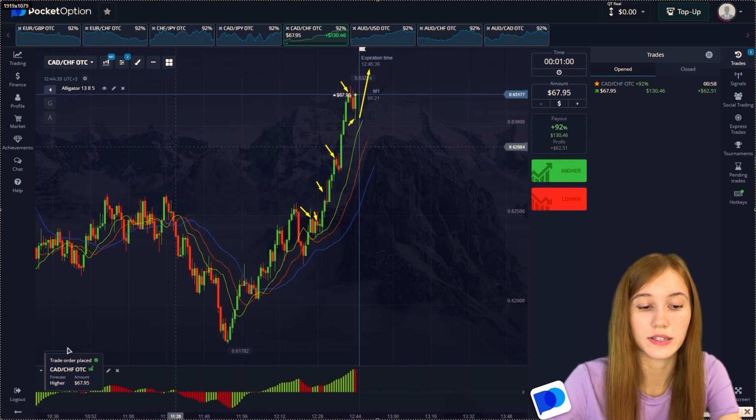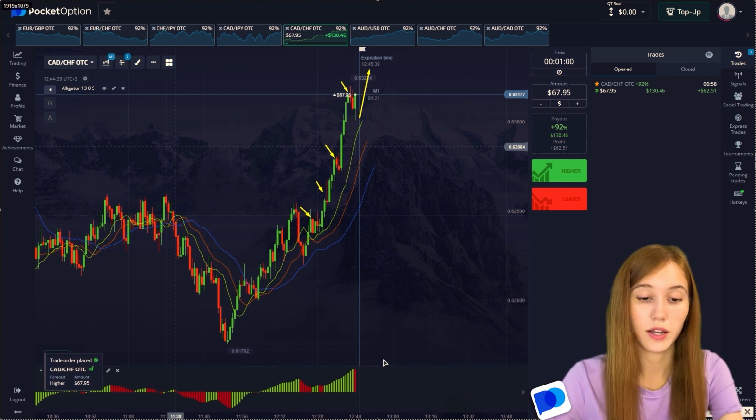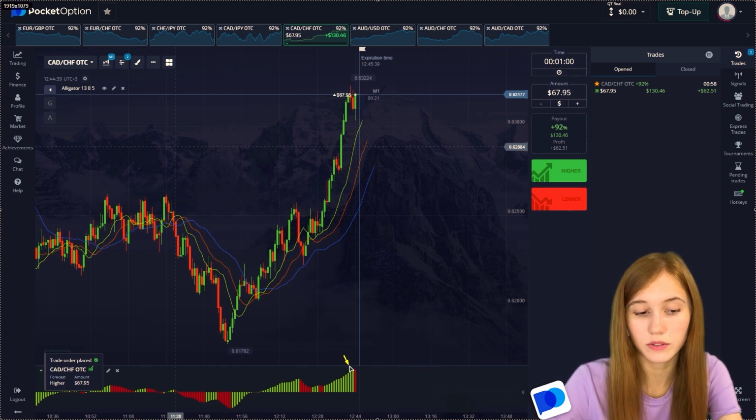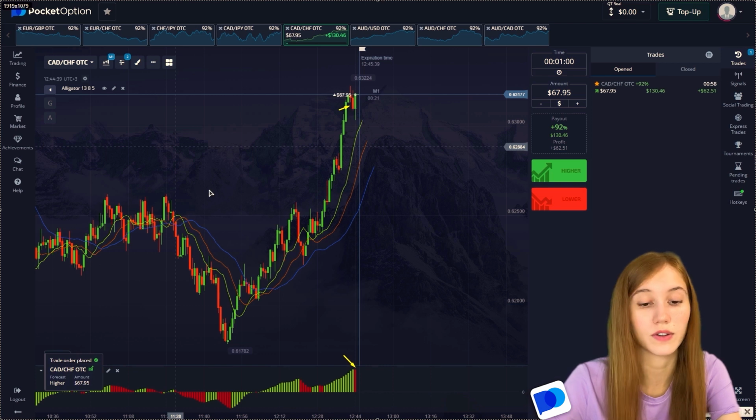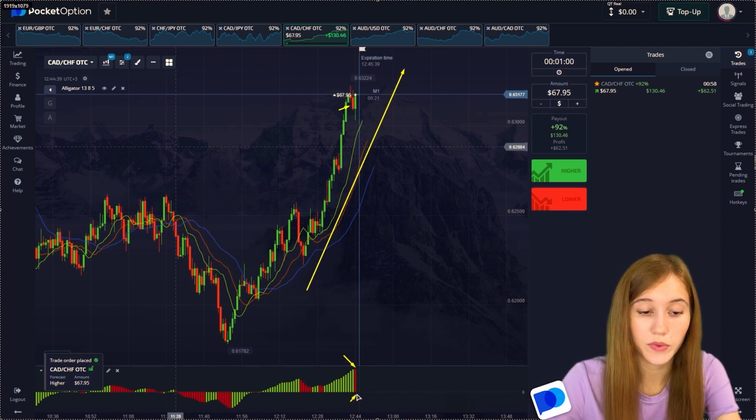Further, according to the oscillator, we have so far formed a red bar. This was formed thanks to 2 red bars on the chart itself, and I think everything will be restored and the green bar will form.